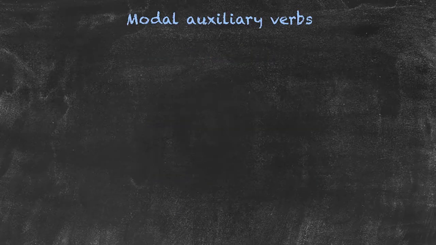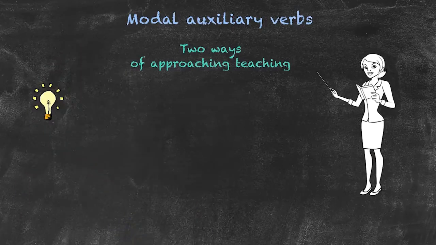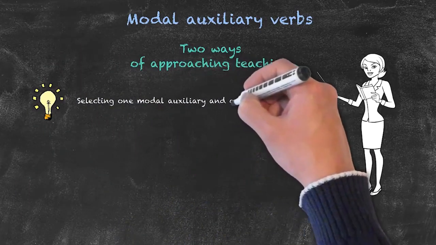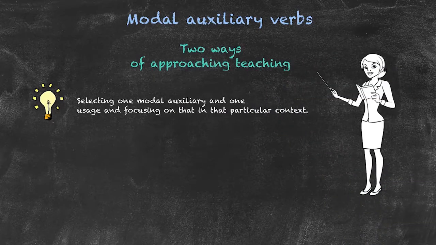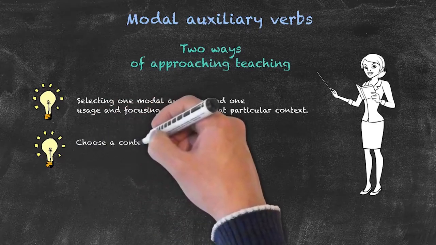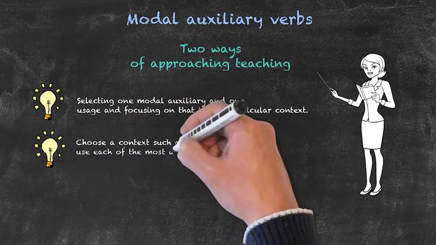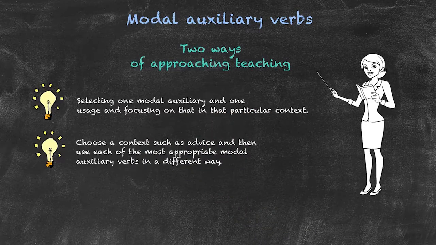There are two main ways of approaching teaching modal auxiliary verbs. One is by selecting one modal auxiliary and one usage, and focusing on that in that particular context. Another way, especially when you teach higher level students, is to choose a context, such as advice, and then use each of the most appropriate modal auxiliary verbs in a different way to show how the different modal auxiliary verbs can be used for various other usages, not just the most current one.